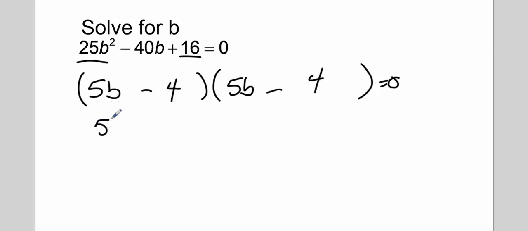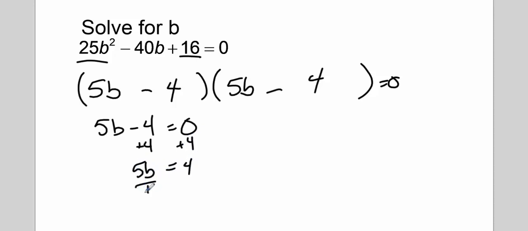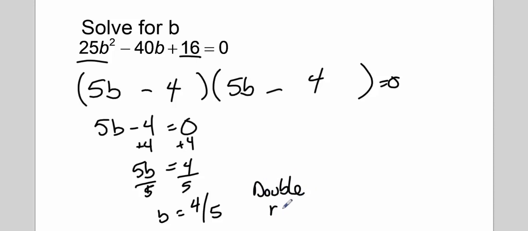So now I have 5b minus 4. And rather than write it twice, I'm just going to write it once. Add 4. Get 4 is equal to 5b. And by dividing by 5 to both sides, we get b is equal to 4/5. When I repeat my answer, we call this a double root. We'll talk about why we call it a root later.